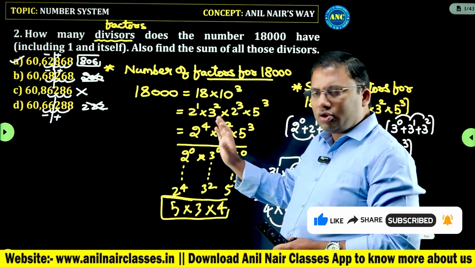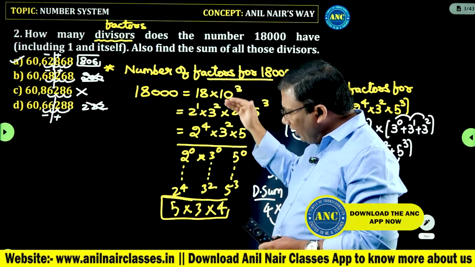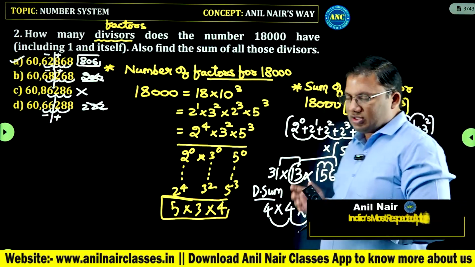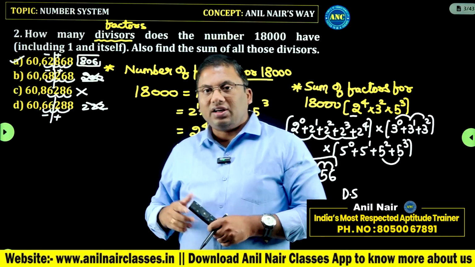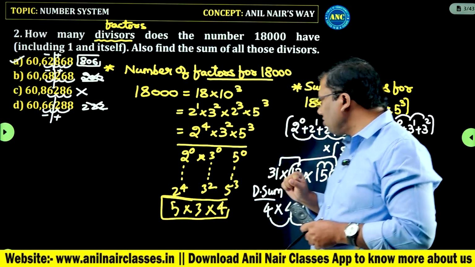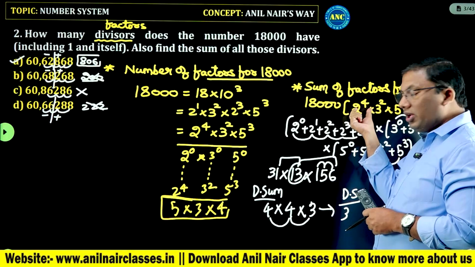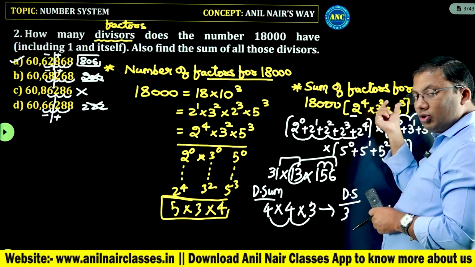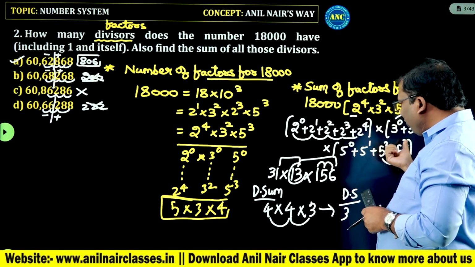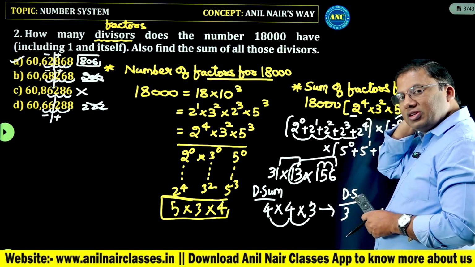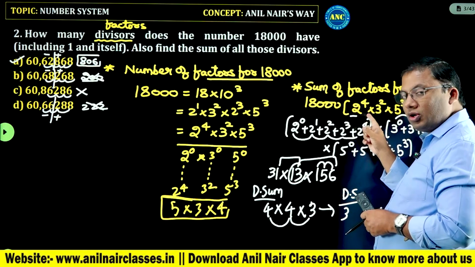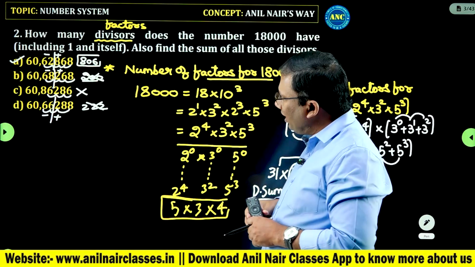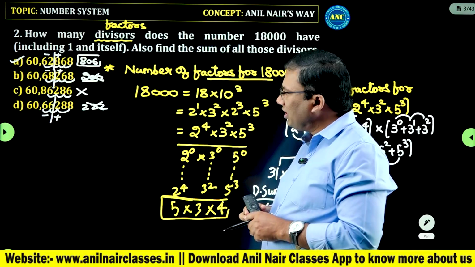Beautiful question. In this question, he is asking how to find the number of factors and the sum of the factors. To find the sum of the factors, what we'll do is start from the lowest power: 2 power 0 to 2 power 4, 3 power 0 to 3 power 2, 5 power 0 to 5 power 3. Add all the powers of a prime base starting from 0 to the given power and take the product. I hope the concept is very clear to you.